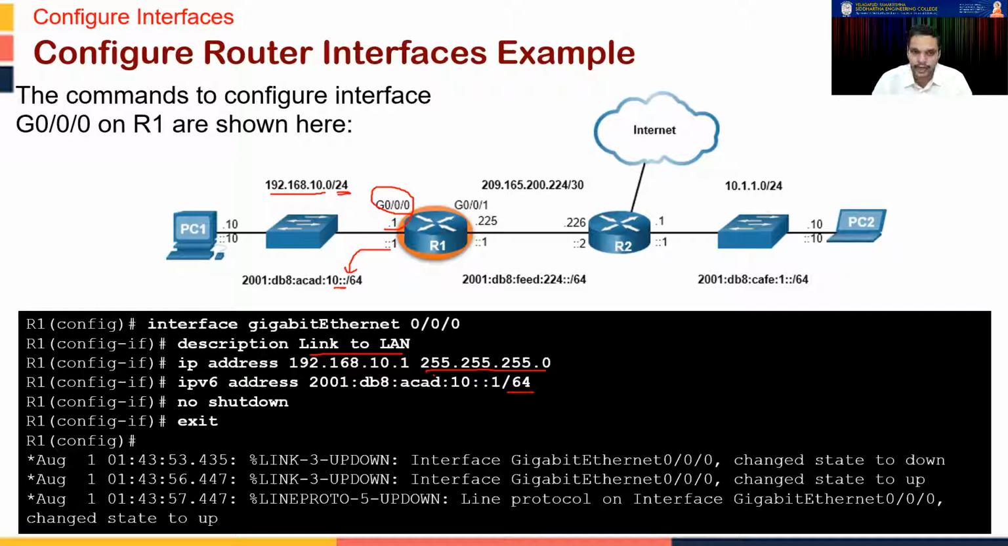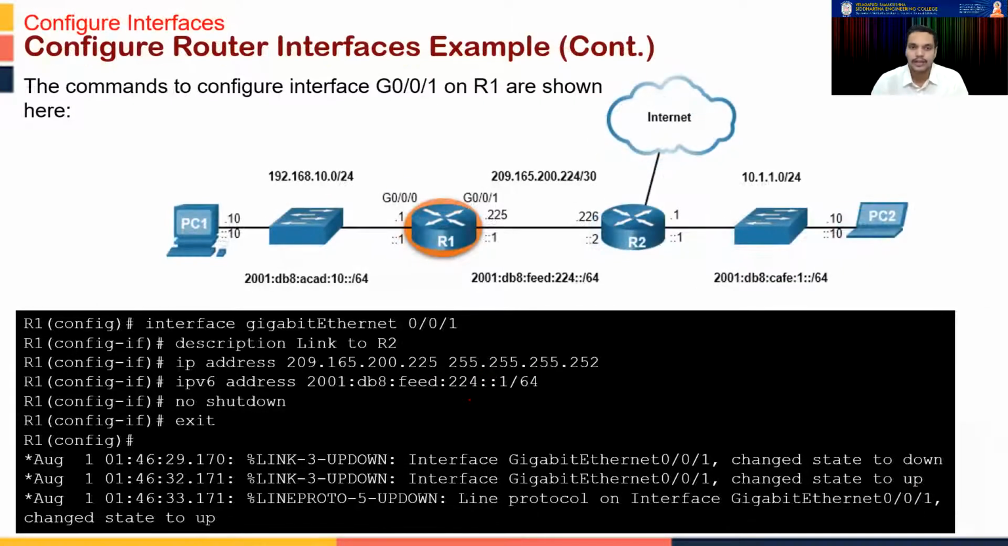And then most importantly, you have to type in no shutdown. Once you type in no shutdown, you can see this, all the states will be up. So change state to up. And these particular IP addresses which you have given will be assigned to this interface. So we'll check out another example also. If you see, this is another example.